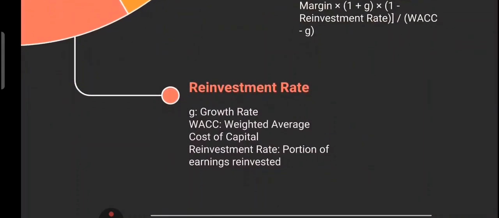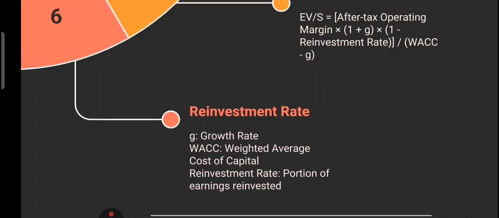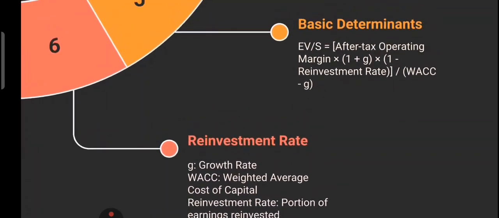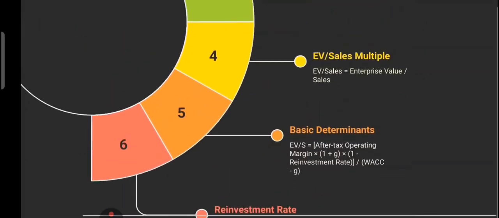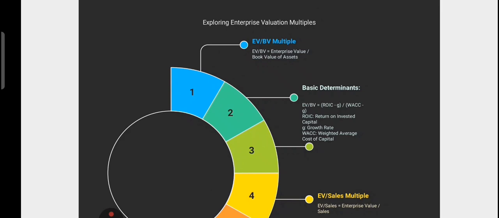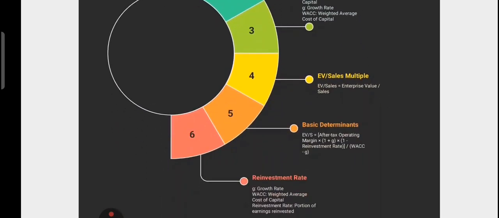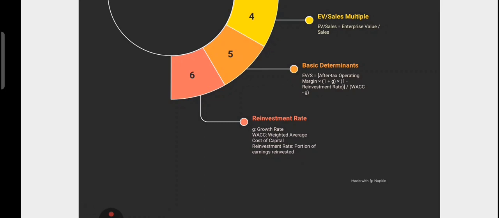Now what about the reinvestment rate? Small g is the growth rate, WACC is the weighted average cost of capital, and reinvestment rate is the portion of the earning invested. So this formula you must remember for the EV upon sales multiple. In this particular slide we have covered EV upon BV and EV upon sales, two kinds of method.